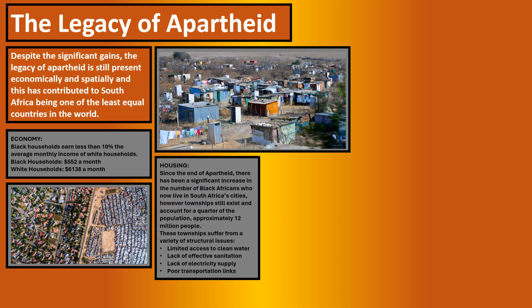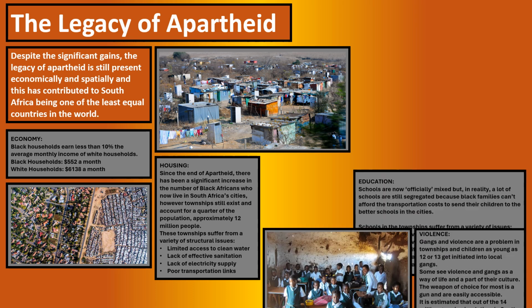In terms of housing, since the end of apartheid, there's been a significant increase in the number of black Africans who now live in South Africa's cities, but townships still exist, and they account for a quarter of the population. So approximately 12 million people still live in townships today. And these townships suffer from a variety of structural issues. There's limited access to clean water, there's a lack of effective sanitation, and that leads to disease. There's a lack of electricity supply, and there's poor transportation links.